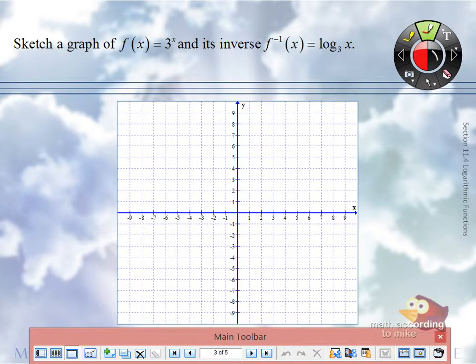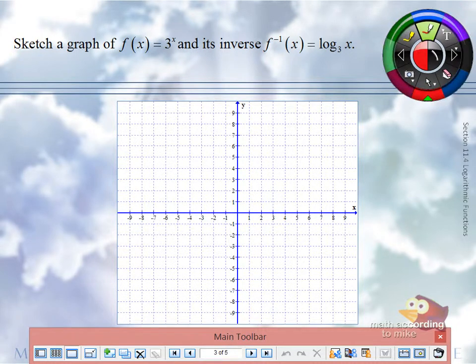Sketch a graph of 3 to the x and its inverse, log base 3 of x. We're going to totally do this together, and then I'll have you try the next one on your own. I'm going to do the original one in blue. Let me pull that down, and I'll do the inverse in red plus blue.